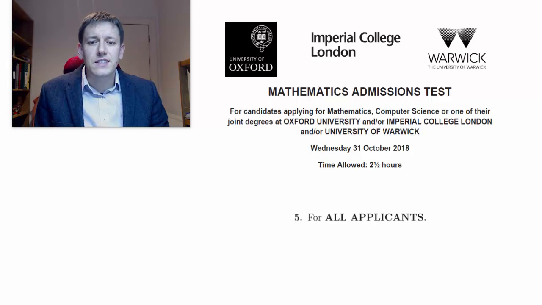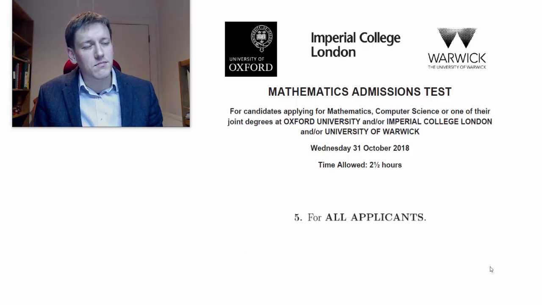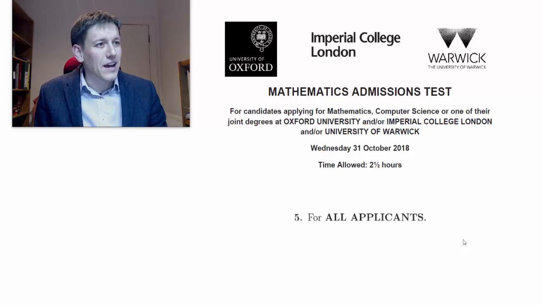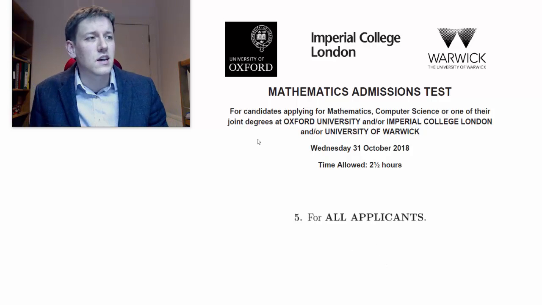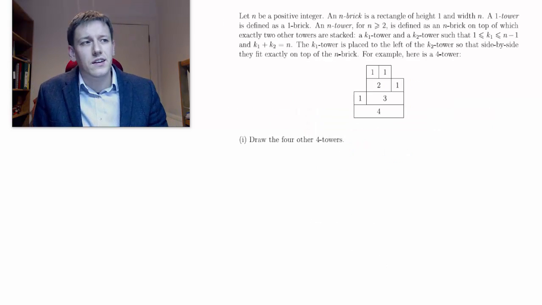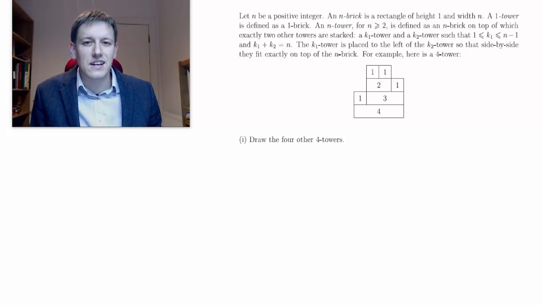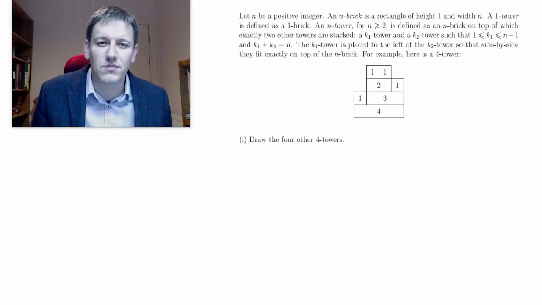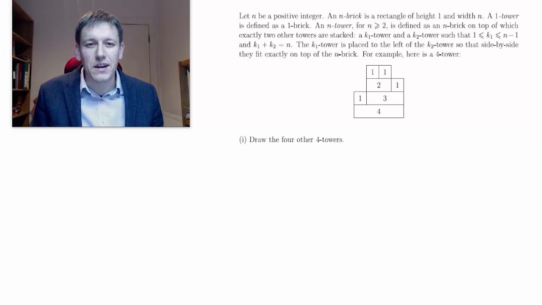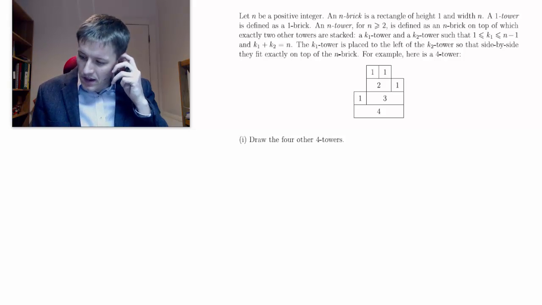Question 5 is the last one that maths applicants do, but everyone answers this question. There's also 6 and 7, which I will do for this paper for the computer scientists, but everyone does this one, and I really enjoy these questions. They look a bit less like A-level maths questions. Maybe there's the beginnings of what we might think of as discrete maths, but they feel like a bit of a problem-solving, puzzly sort of question.